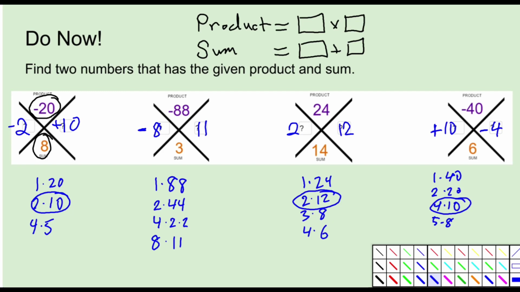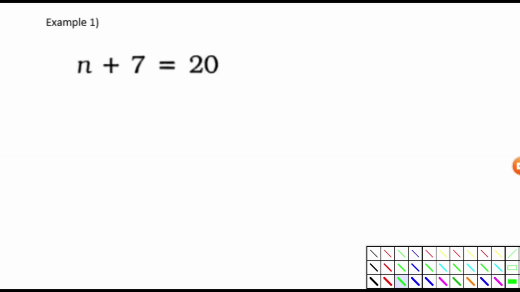All right, so there's your warm-up. This is just a little review of one-step equations. So if I'm solving this problem, n plus 7 equals 20, another way of thinking about this that might make your life easier is to think about this in words.